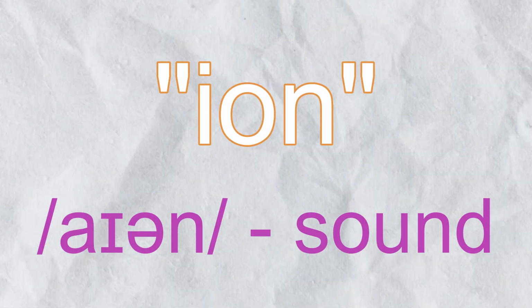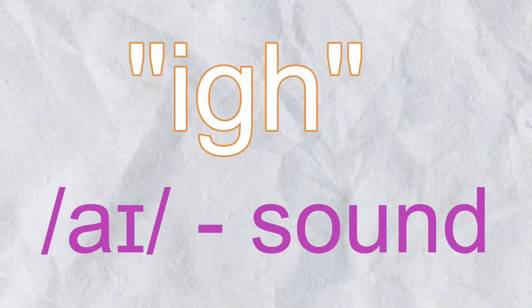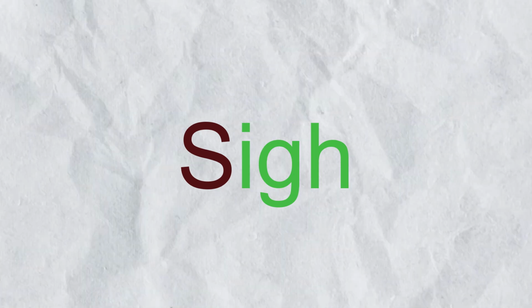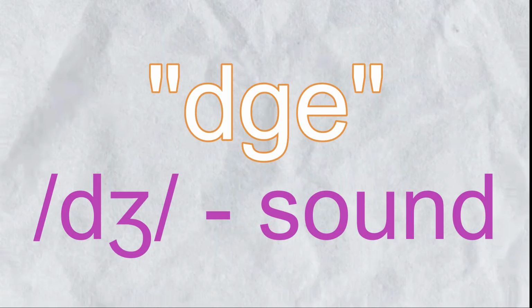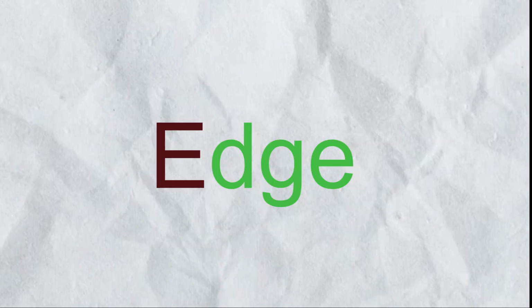It is the letters I-O-N put together. Interestingly, when read as a word, it is ion. Number eight, the suffix igh sound, which is in words sigh and I. Number nine, which is a trigraph sound made up of three letters. The letters D, G, and E, found in words like edge or George.